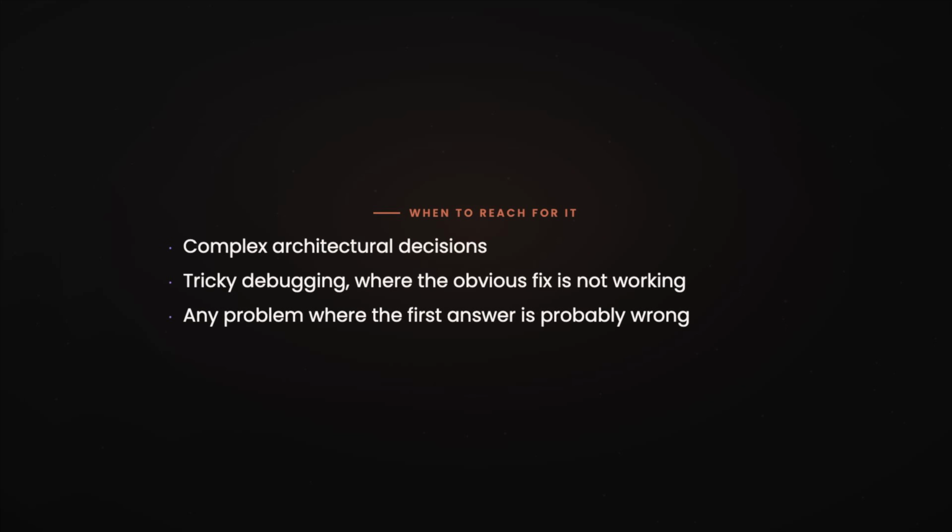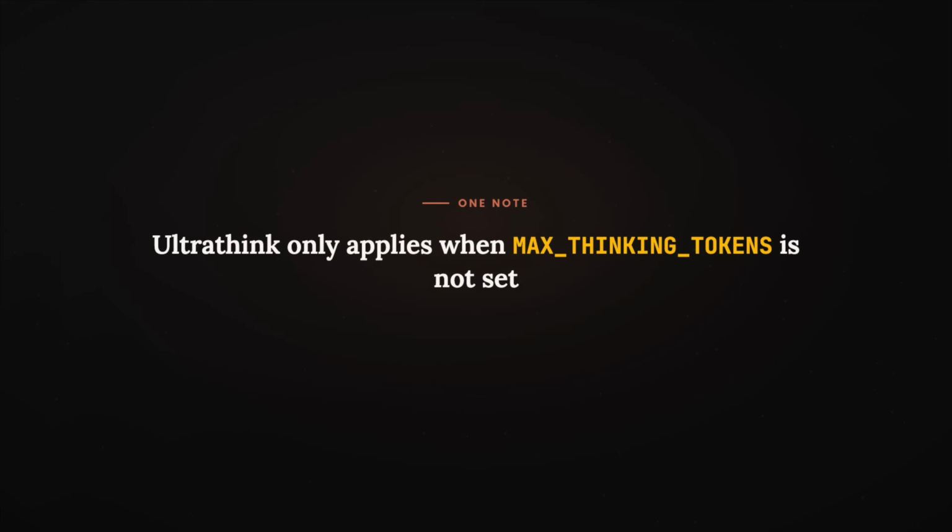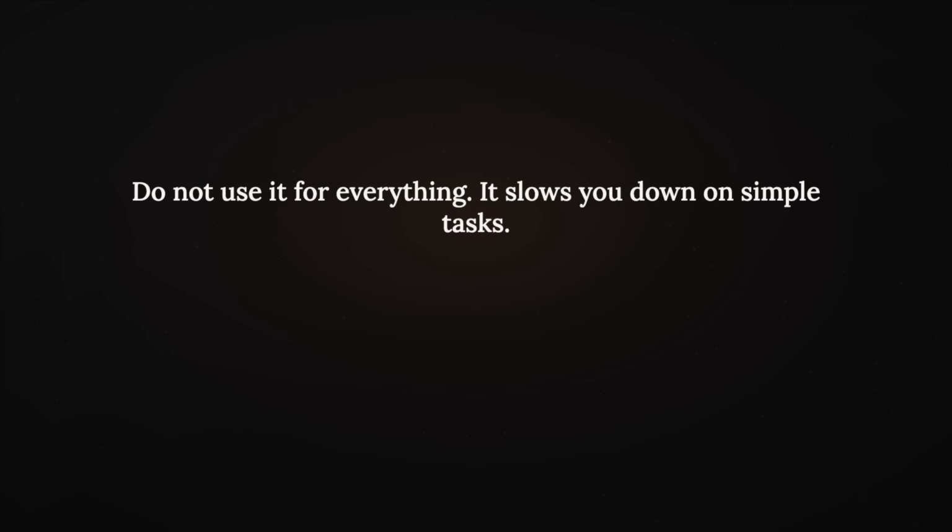One note, so ultrathink only works when max thinking tokens isn't set in your config. If that's configured, it takes priority. And one more thing, I don't use this for everything, it would actually slow you down on simple tasks, but when you're designing a caching layer or debugging a race condition that's been haunting you for days, this is the lever you should actually pull.